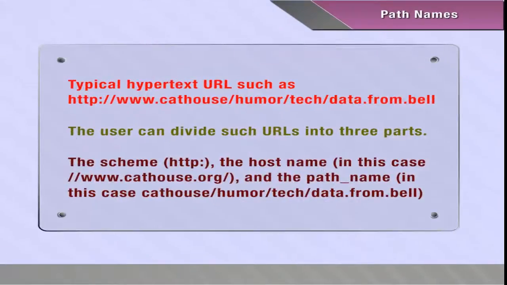Path names. Typical hypertext URLs such as http://www.cathouse.org/humor/text/data.from.well. The user can divide such URLs into three parts: the scheme http:, the hostname, in this case //www.cathouse.org/, and the path name, in this case /humor/text/data.from.well.